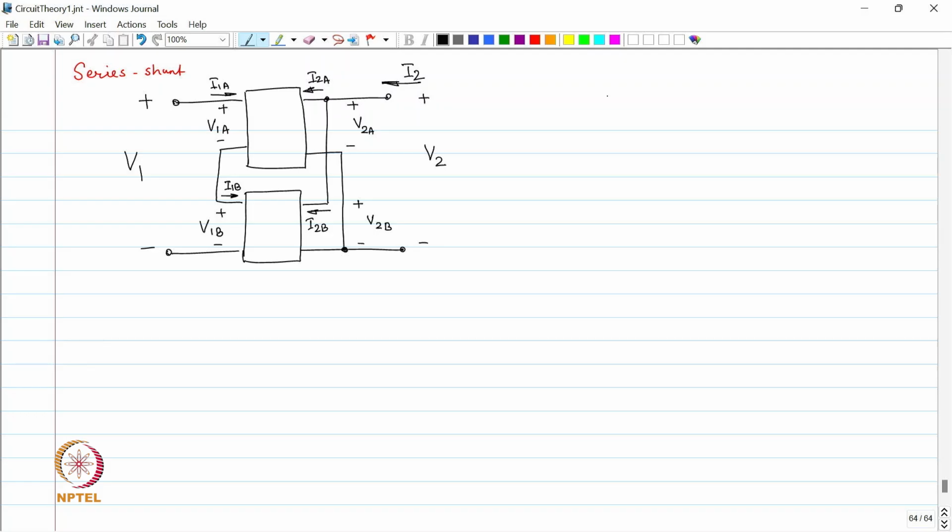So, what is the relationship between V1, V1A and V1B? Sum. V1 is equal to V1A plus V1B. Great. And that is because we have placed port 1 in series and port 2 is in shunt. So, therefore, you expect I2 to be equal to I2A plus I2B, which is coming from a KCL at this point, at this node.